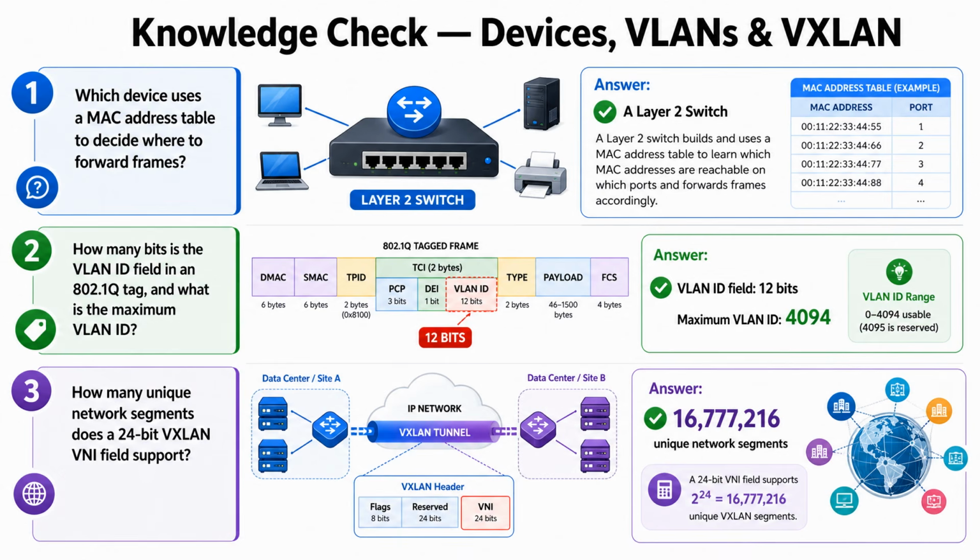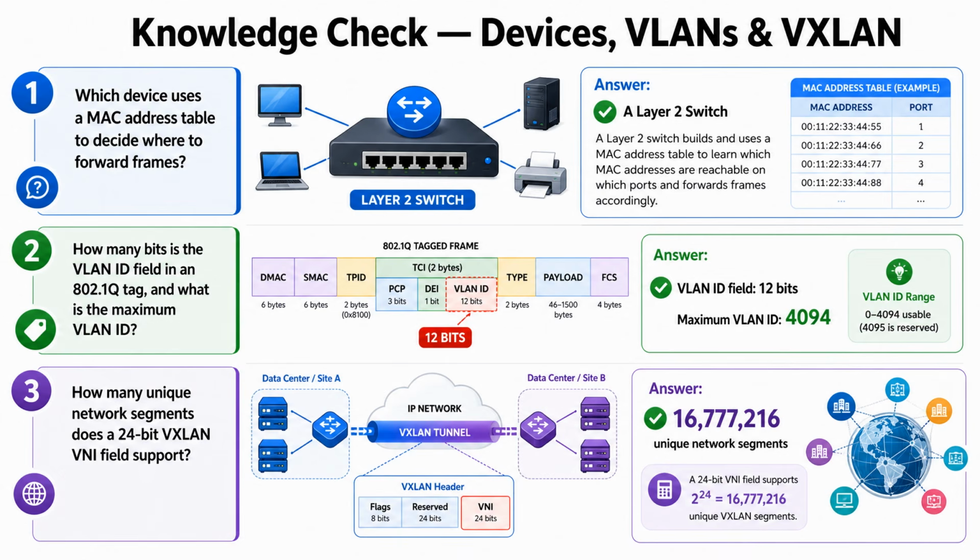First question, which device uses a MAC address table to decide where to forward frames? That is the switch. Operating at Layer 2, the switch builds its CAM table by observing which source MAC addresses arrive on which ports, then uses that table to forward frames only to the port where the destination MAC was last seen. Routers use IP routing tables at Layer 3. Don't confuse the two. Switches use MAC tables, routers use IP tables.